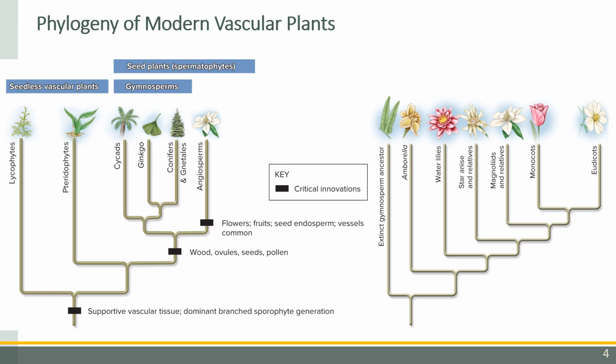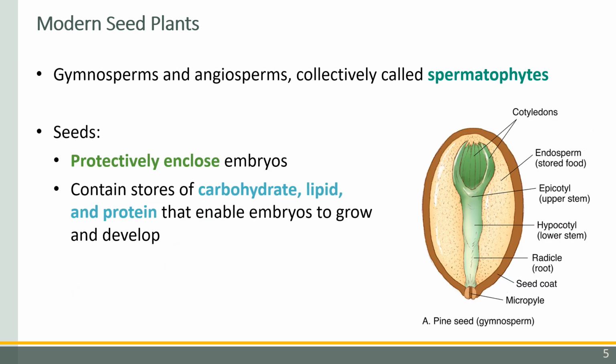Both our seed vascular plants, gymnosperms and angiosperms, have done fabulously, and that is thanks to the development of seeds and pollen, which are both able to withstand drying out in much drier terrestrial environments than our seedless vascular plants and our mosses before that. Collectively, our gymnosperms and angiosperms are called spermatophytes. Spermatophyte is really just a fancy word to say seed plant. Both of these types of plants have this structure, the seed structure.